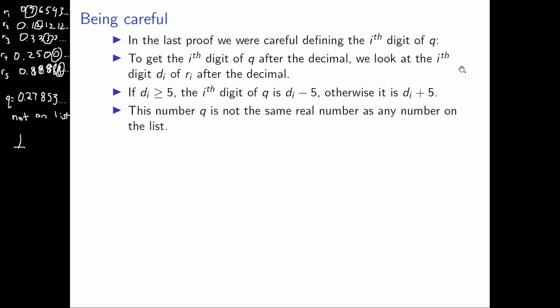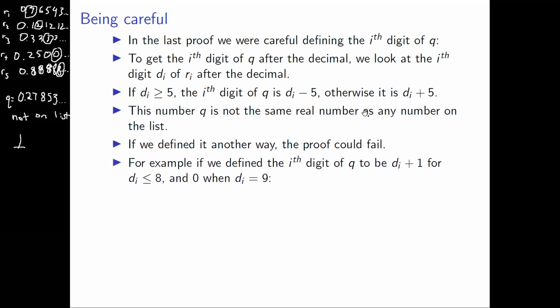And some of those ways would not have given us the guarantee which gave us the contradiction, which was that the number Q is not the same as any other number on the list. The contradiction we got was that the list was supposed to have all the real numbers in the open interval from 0 to 1. And this Q is a real number in the open interval from 0 to 1, but it's not on the list. So if we had defined this another way, it would have messed up the proof.